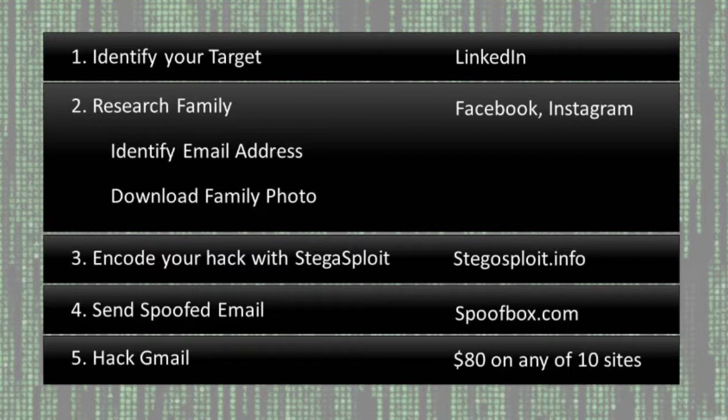And then once you have a photo, which you can get from any number of places, you can encode it. Go to stegexploit.info. Whatever payload you want to deploy, keylogger or backdoor, what have you, you can encode it and it takes about 10 minutes and it's free.